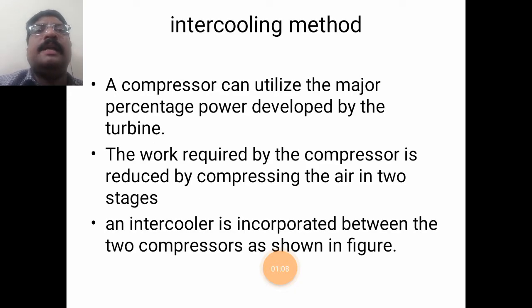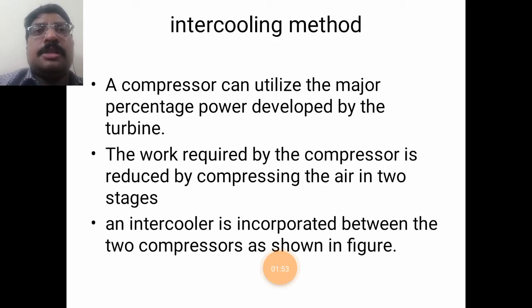Now, the intercooling method. Why are we implementing this intercooling method? Since the turbine and compressor are both arranged on a common shaft in an open cycle gas turbine system, of the work produced by the turbine, 80% is utilized by the compressor to run the compressor. Only 20% is utilized for useful work. Hence, that work output is very less.